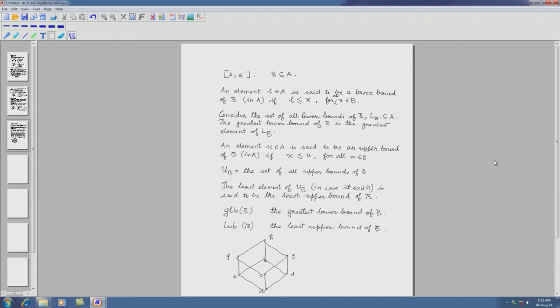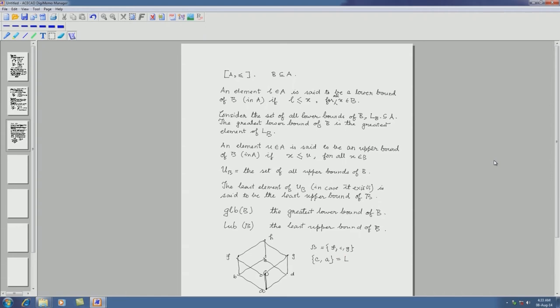All right. Now, if we consider the subset F, C, G, let us call this B, then we will see that we have got two lower bounds of this set, namely C and A, because C is over here. C is of course less or equal C, C is less or equal F, C is less or equal G, and A is less or equal to C. A is less or equal F, because it is connected to F through a path, and A is less or equal G. Therefore, both are lower bounds.